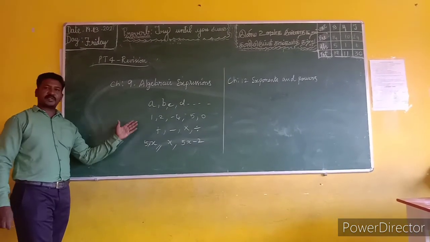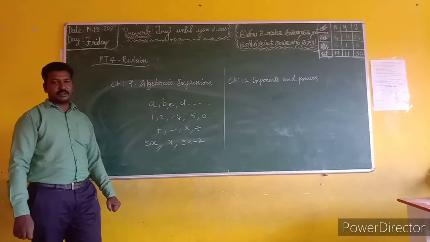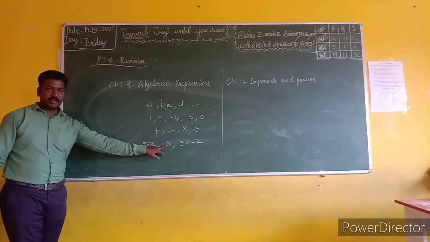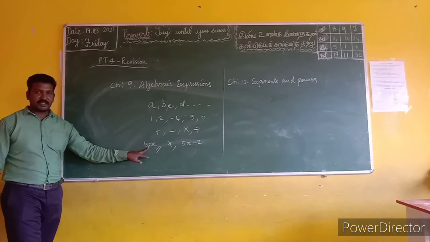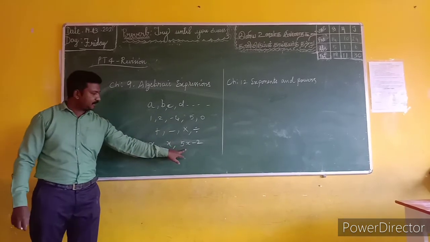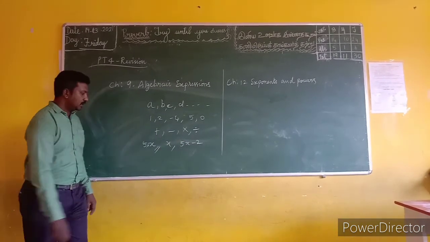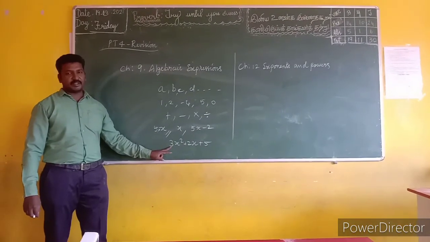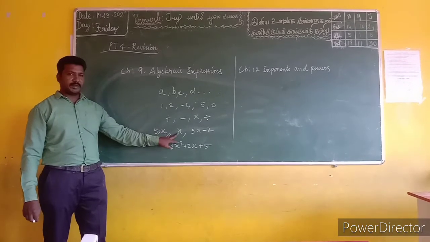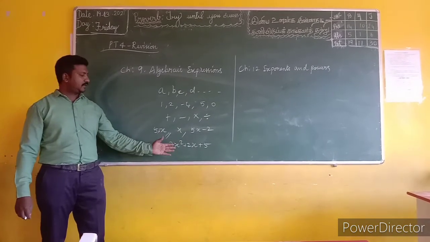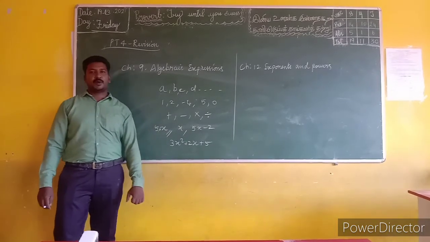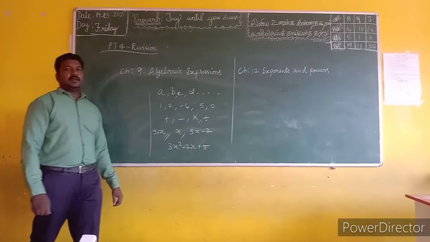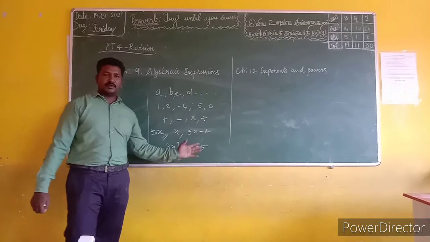So what are the types of expressions? Monomial, binomial and trinomial, and then polynomial. Monomial means single term. 5x is a single term, x is a single term. Binomial: 5x minus 2 is a binomial. This is the example for trinomials. There are 3 terms. So monomial, binomial, trinomial, polynomial. Okay.